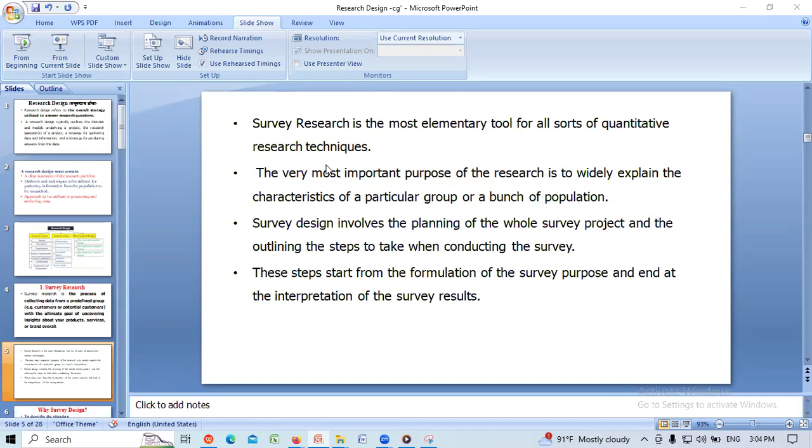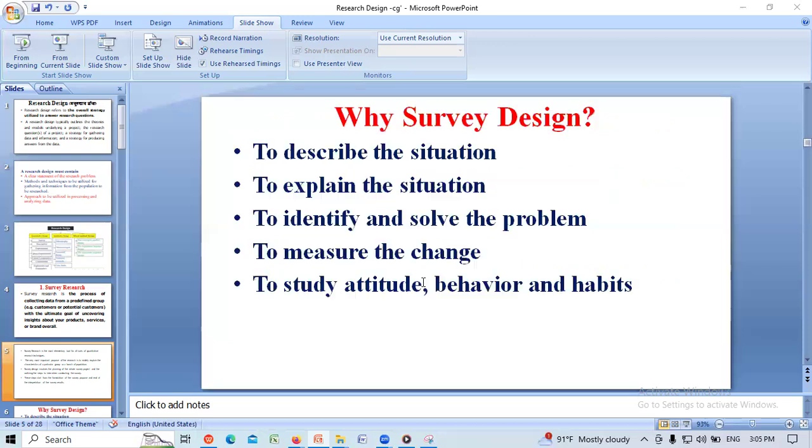The most important purpose of the research is to widely explain the characteristics of a particular group or population. Survey design involves the planning of the whole survey project and outlines the steps to take when conducting the survey. These steps start from the purpose of the survey and end with the interpretation of the survey results.